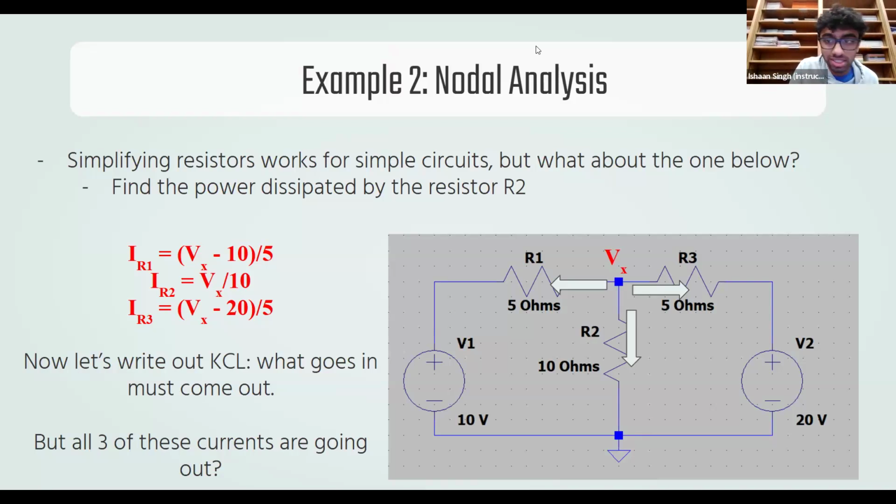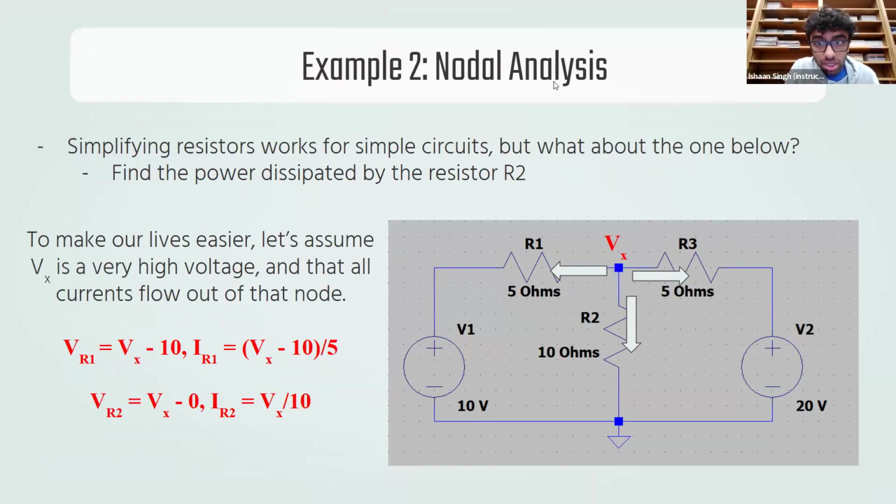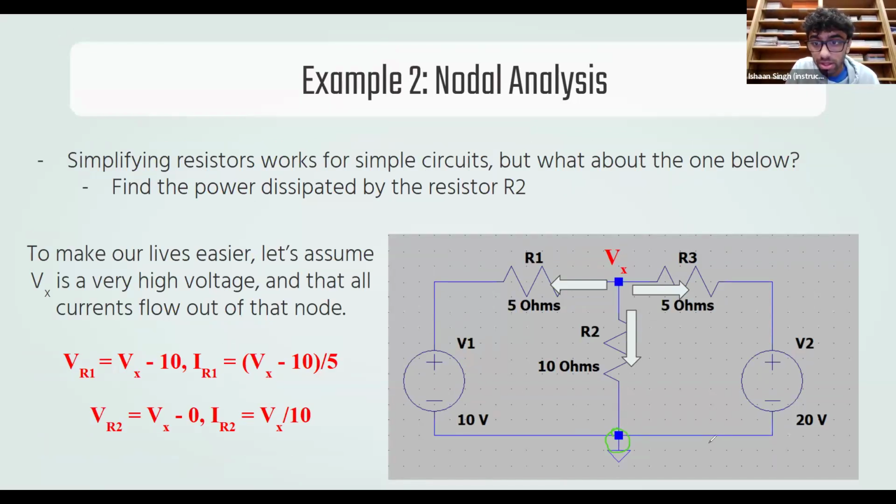Can I explain R2 again? Yes. So the voltage below the resistor R2 is 0 volts, right? That's just because ground is right here. The voltage above R2 is Vx. And so as we go in the direction of current, we go from Vx to 0 volts. That means Vx minus 0 is the amount of voltage dropped by R2. And so the current is that voltage drop divided by its resistance, which is Vx over 10, which is what I wrote right here. Is that any clearer?